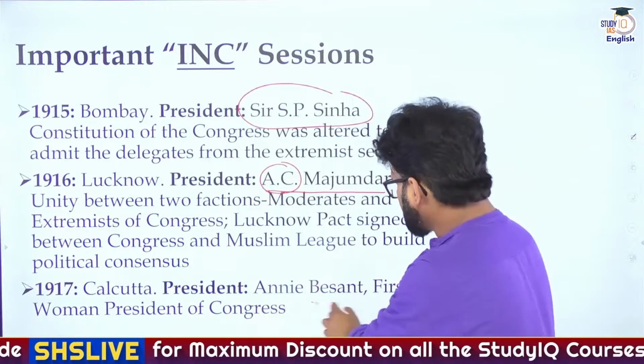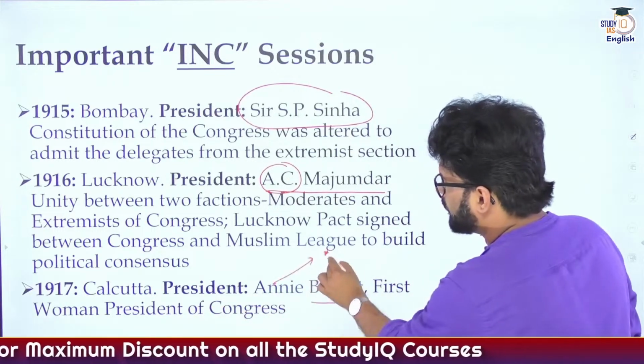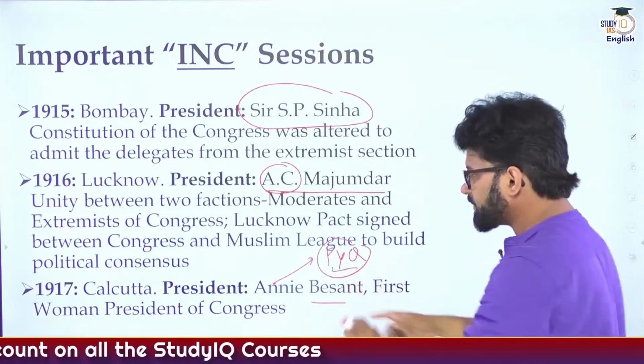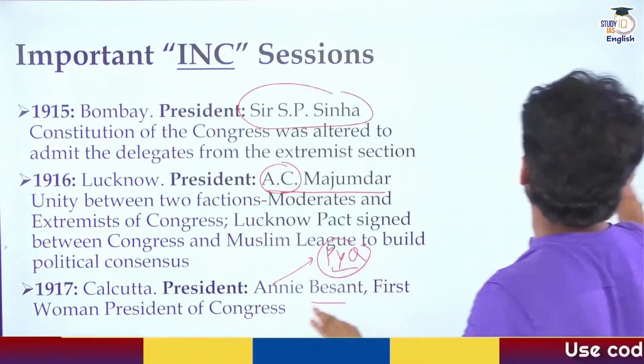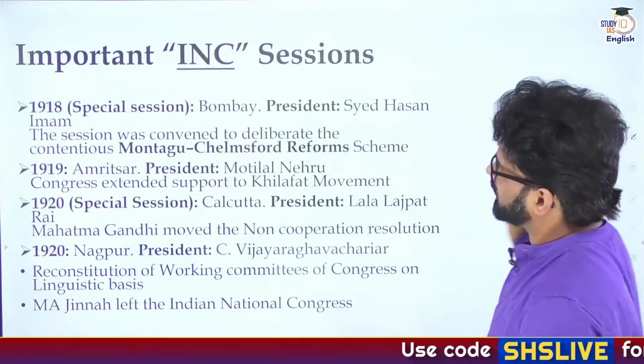1917, Calcutta. Annie Besant became the first woman president of Congress. PYQ. First woman president, Annie Besant. First Indian woman president, Sarojini Naidu. So pay attention to these keywords, very important.